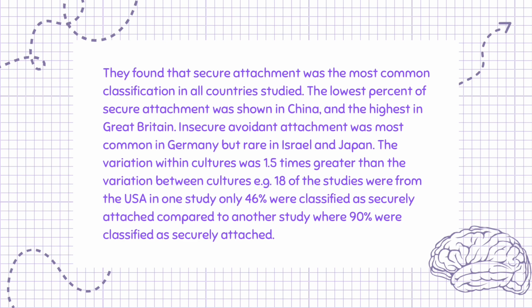They found that secure attachment was the most common classification in all countries studied. The lowest percent of secure attachment was shown in China, and the highest in Great Britain. Insecure avoidant attachment was most common in Germany but rare in Israel and Japan. The variation within cultures was 1.5 times greater than the variation between cultures, e.g. 18 of the studies were from the USA. In one study only 46% were classified as securely attached compared to another study where 90% were classified as securely attached.